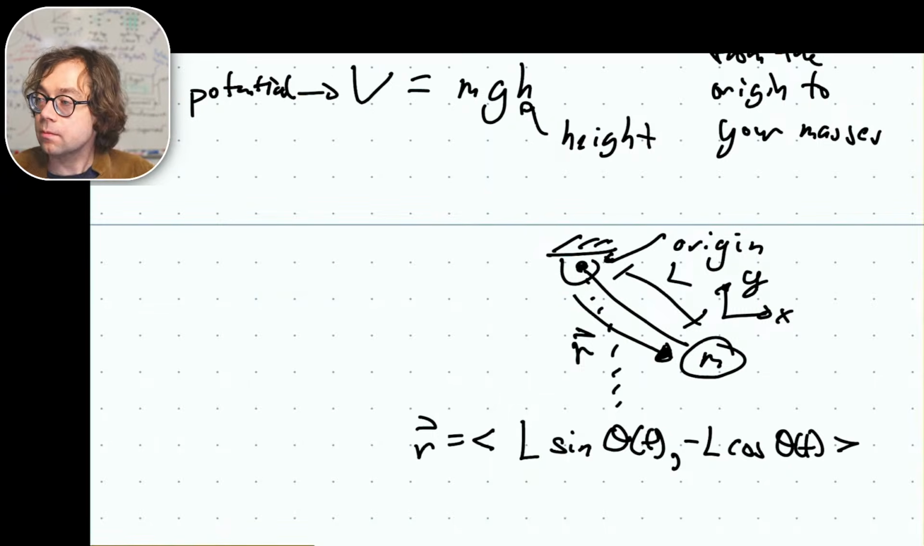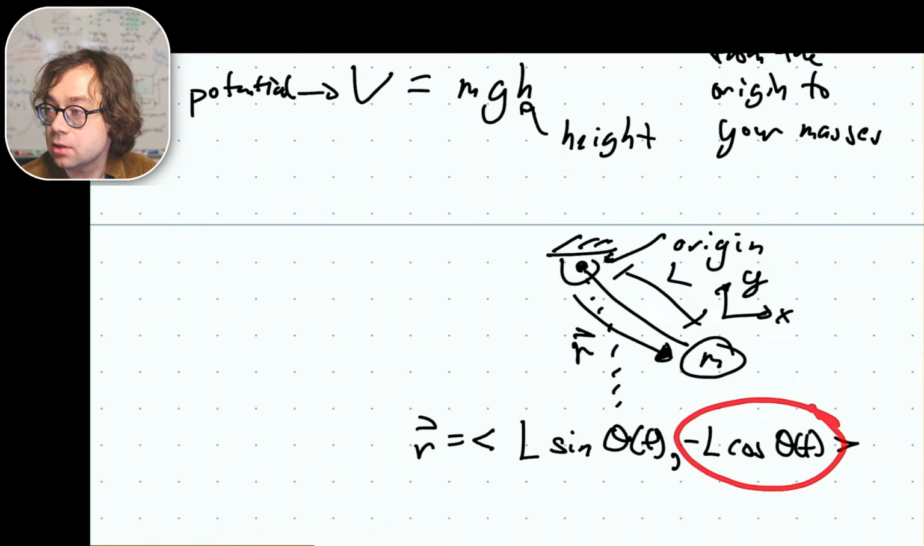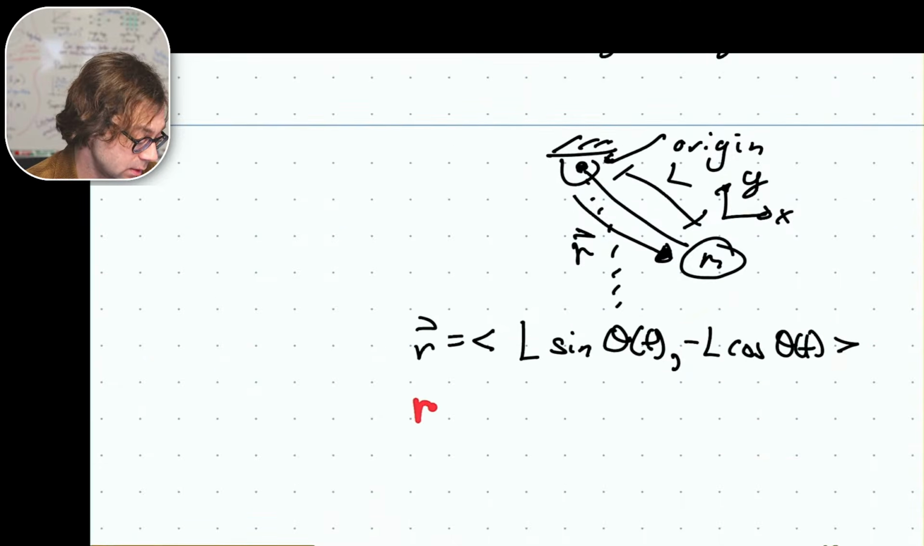So we can write this vector R, and this is helpful because one, that's your height for MGH. But two, if we want to get the velocity of that mass, that's R dot, the ordinary derivative. That's your velocity vector.